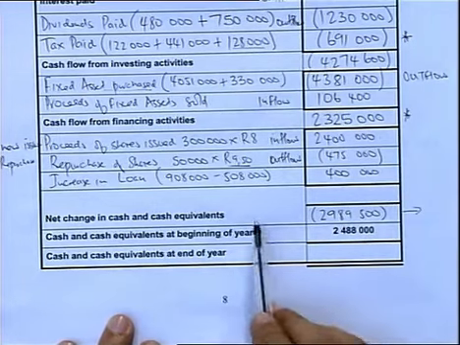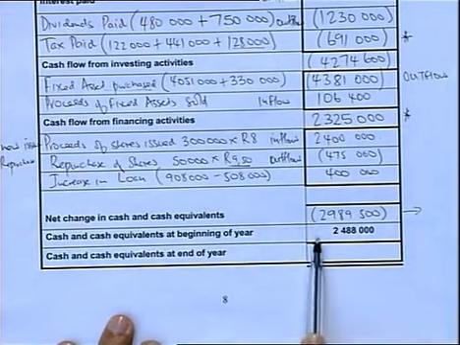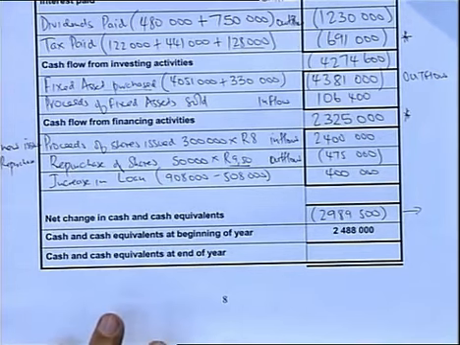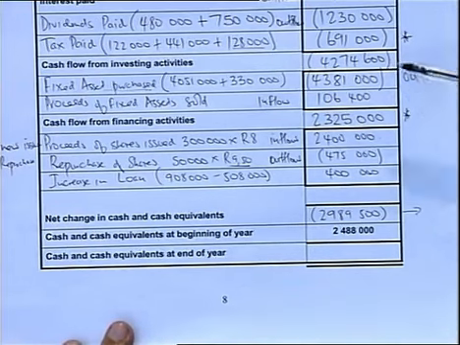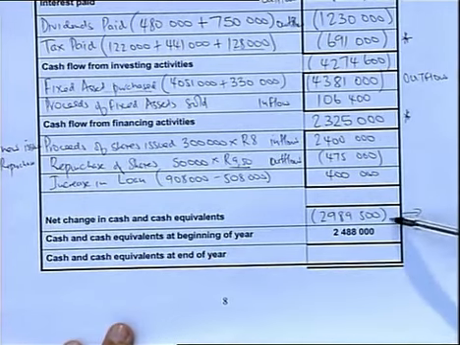2,989,500, meaning that more money has flown out of the company than coming in. Okay, that's why there's a negative. As you can see, it's 1,039,900, the 4,274,600, and the only positive is the 2,325,000. That's why there's a negative. The net effect of those three answers will give you that.